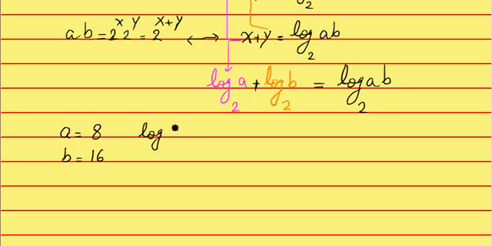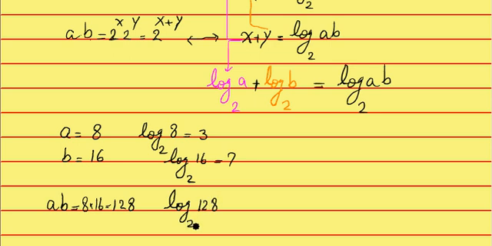What is logarithm of 8 in base 2? That we know is 3. How about logarithm of 16 in base 2? We know that is 7. What is a times b? A times b, 8 times 16. You multiply them, you get 128. Do we know what's the logarithm of 128 in base 2? Logarithm of product in base 2. How many times should I multiply 2 by itself to make 128?